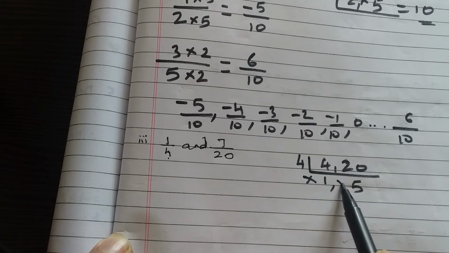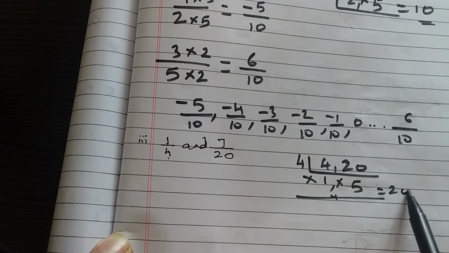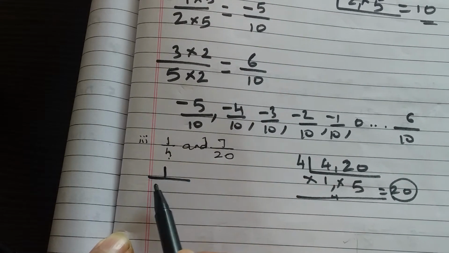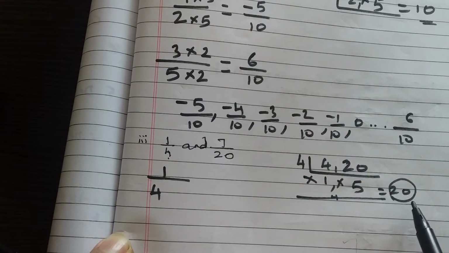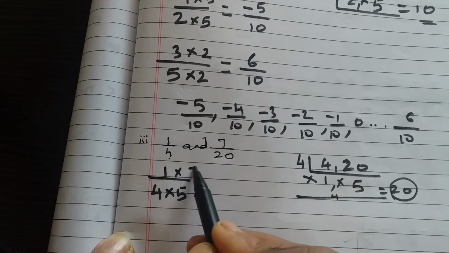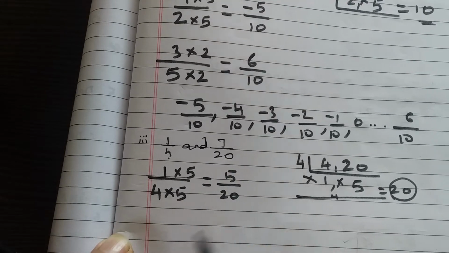So how to find the LCM? Multiply from here to here all the numbers. 4 ones are 4 and then 4 into 5 is 20. 20 is the LCM. Now we have to change this 4 into 20. Go through the 4 tables till you get 20. 4 fives are 20. When you multiply the denominator by 5, multiply the numerator also by 5. 5 ones are 5, 4 fives are 20.